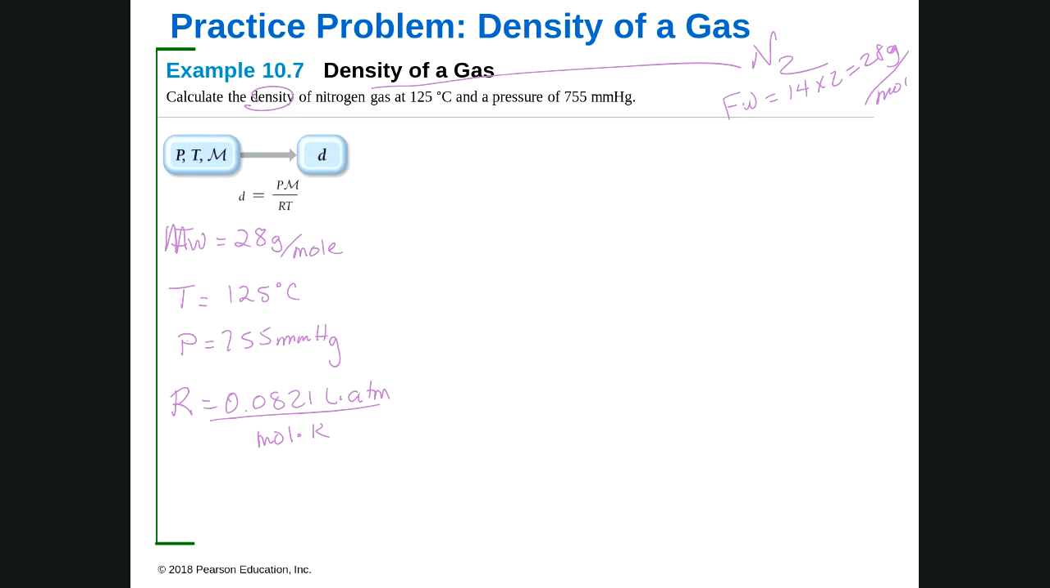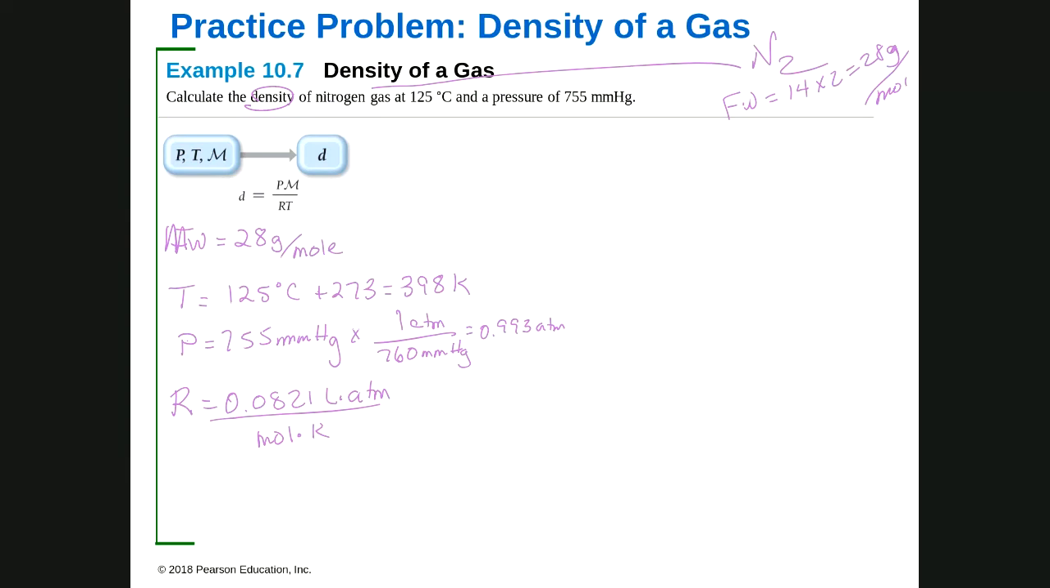I've got 125 degrees C. I've got to change that to Kelvin. And so that is going to be 398 Kelvin. I have a pressure of 755 millimeters of mercury. And if I look back on my chart, or I have it memorized already, there are 760 millimeters of mercury in 1 atmosphere. And so that's 0.993 atmospheres. All right. Is that everything? I think. Okay, so I'm going to write this formula down.